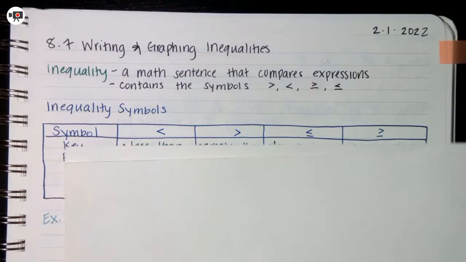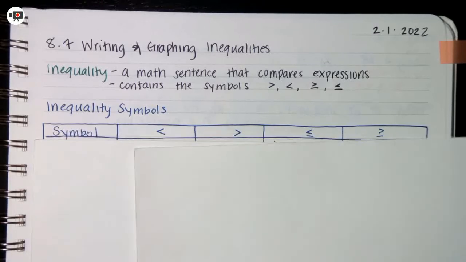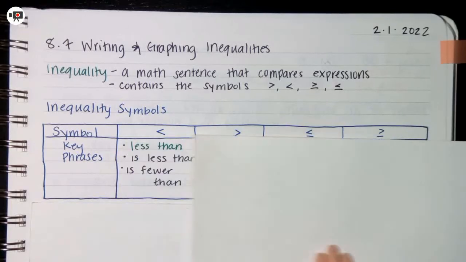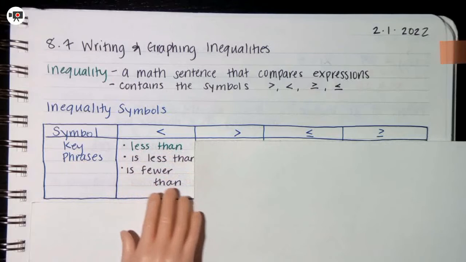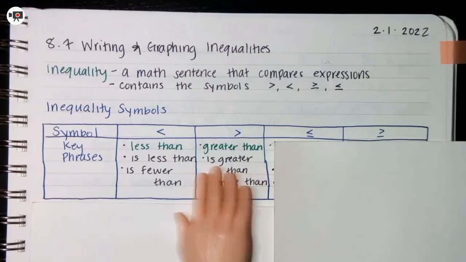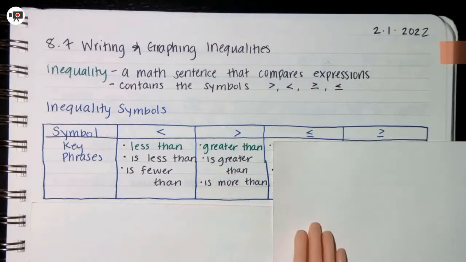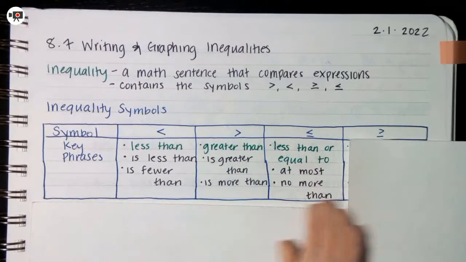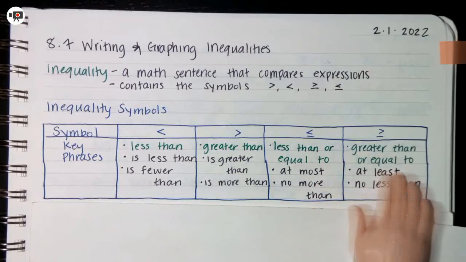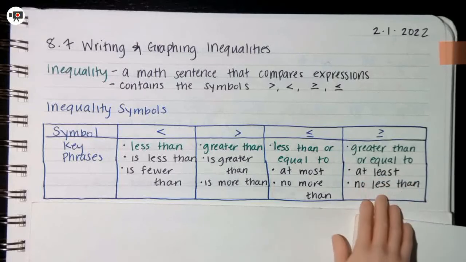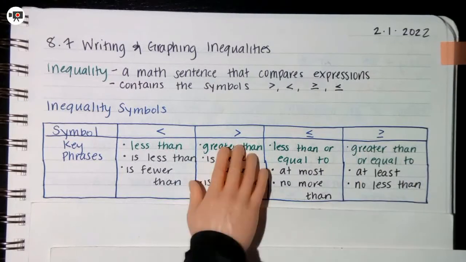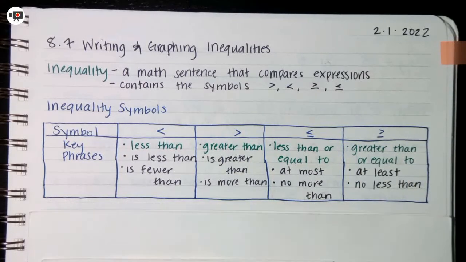So for all of these symbols, there are some key words that we might see that would help us know which symbol it's referring to. We have less than, where we would see the words less than or fewer than. Greater than, we could see is greater than or is more than. We have less than or equal to, and this could be at most or no more than. And then we have greater than or equal to, which we would see as at least or no less than. So with any of those words, we can find which symbol our inequality is going to use.